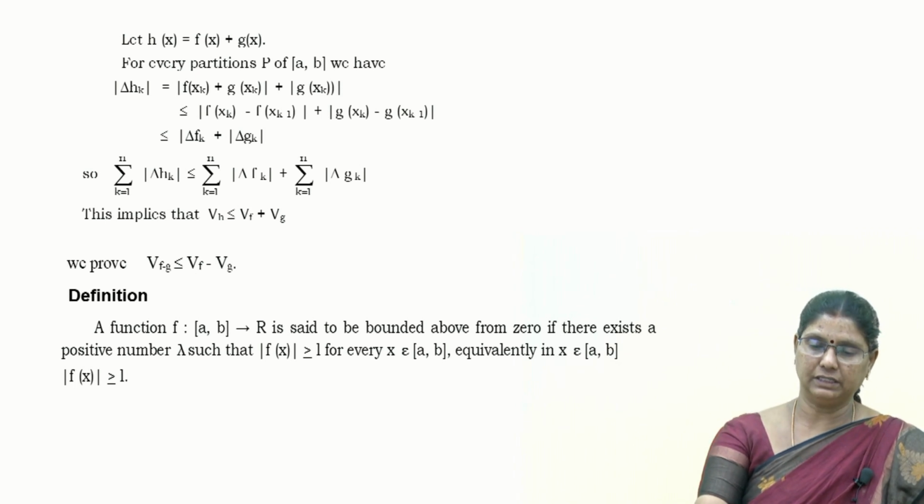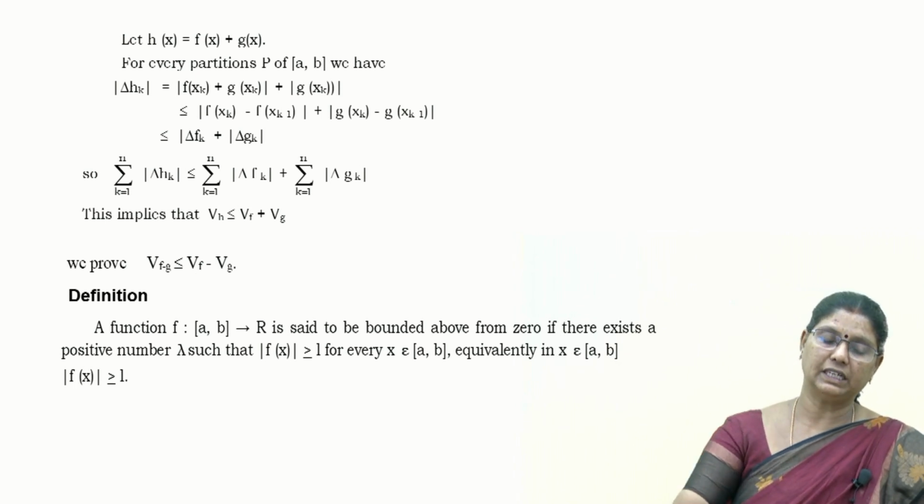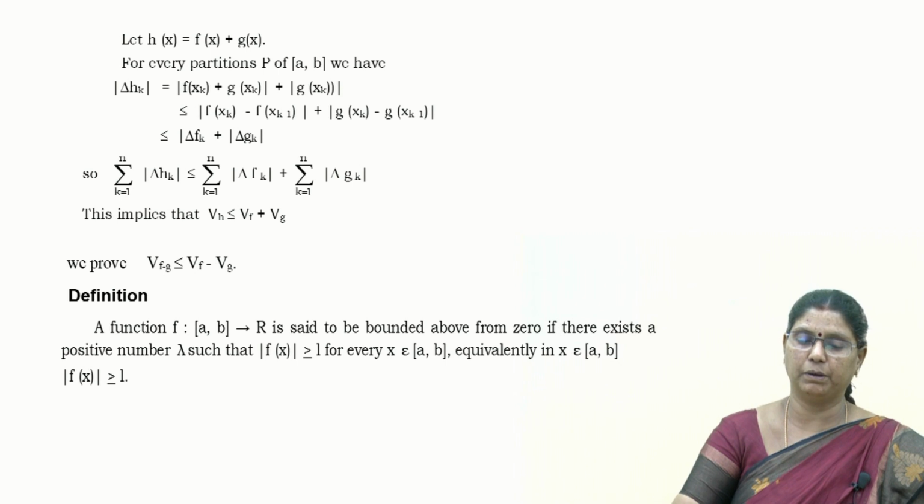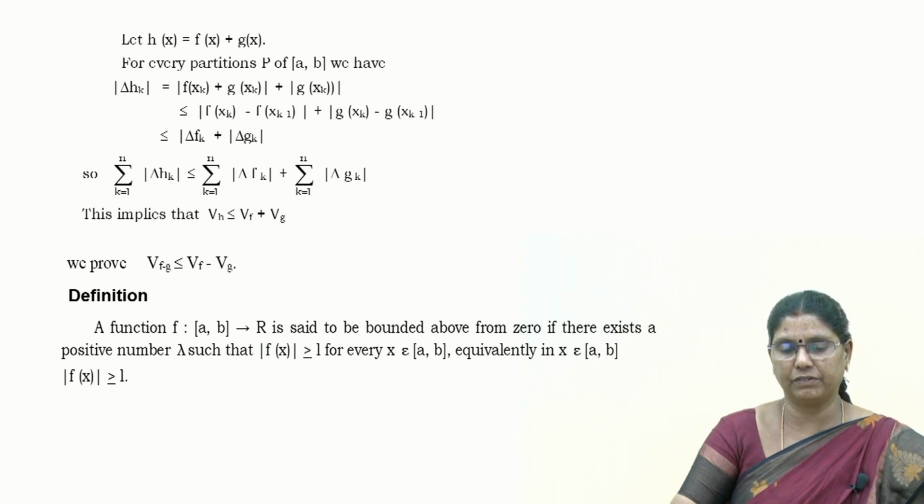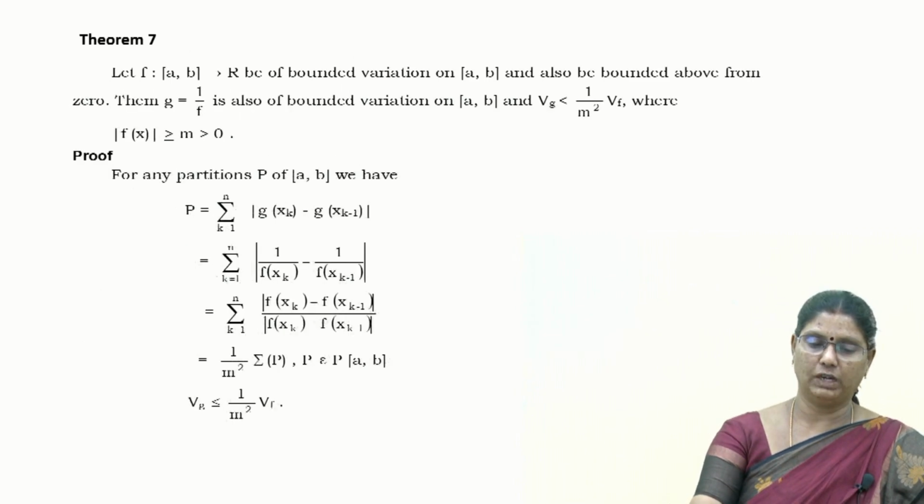The next definition states that a function f from the closed interval [a, b] to R is said to be bounded above from 0 if there exists a positive number lambda such that modulus of f of x is greater than or equal to lambda for every x belonging to the closed interval [a, b]. Equivalently, for x in [a, b], modulus of f of x is greater than or equal to 1.